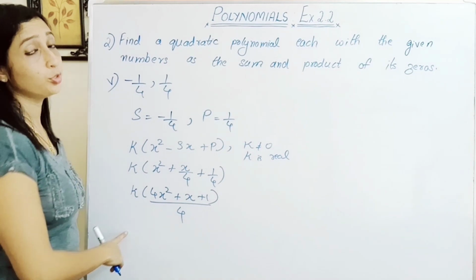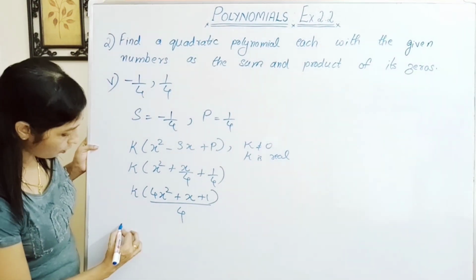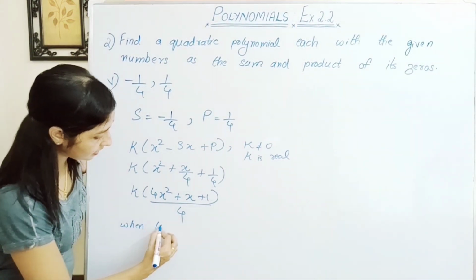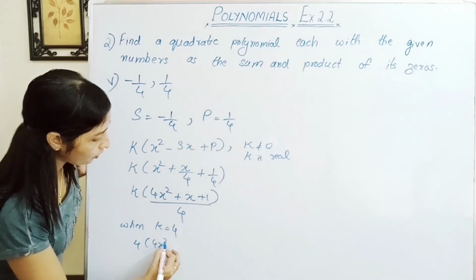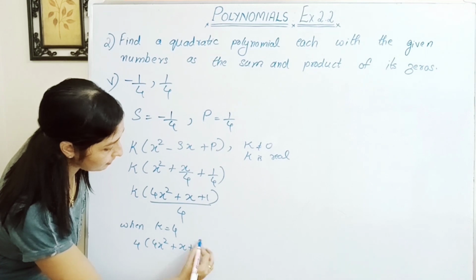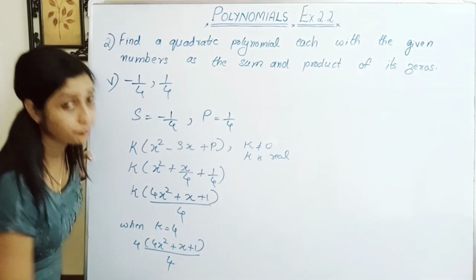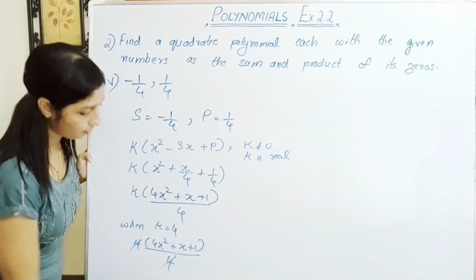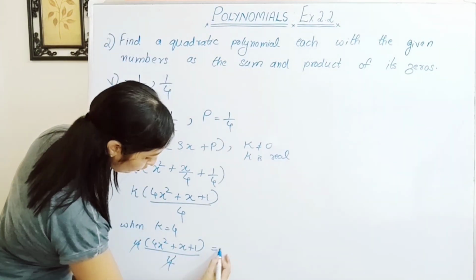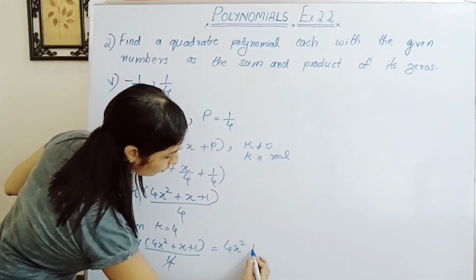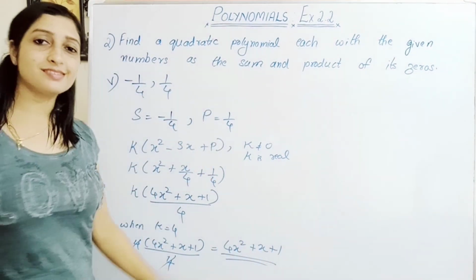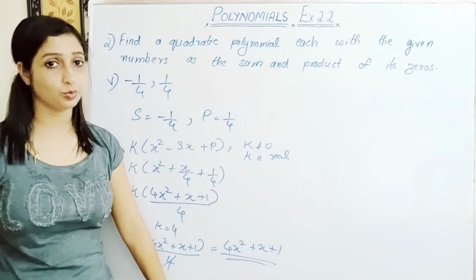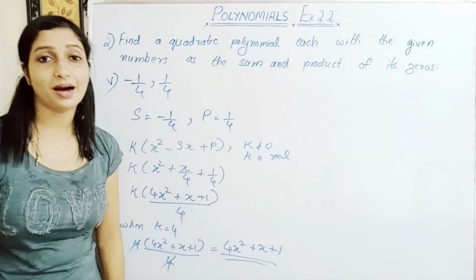Now what will you put the value for k as? When k is equal to 4, what do you get? 4 into 4x square plus x plus 1 by 4. So I can cancel 4 and 4. I get the polynomial as 4x square plus x plus 1. So this is our required answer. So now let's move on to our next question, which is part 6.